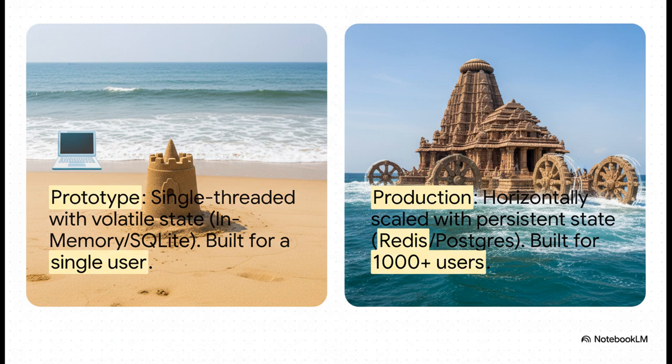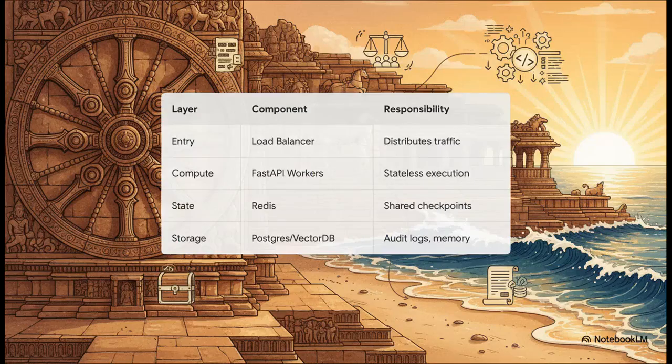Yeah, the jump from prototype to production is huge. Your prototype, it's probably single-threaded, with state that disappears if the app restarts. Production? That's a whole different beast. You need a bunch of stateless servers that can all scale out, and they all talk to a central, persistent state manager like Redis. This is what lets a user's session survive a server crash and get picked up by any other server seamlessly.